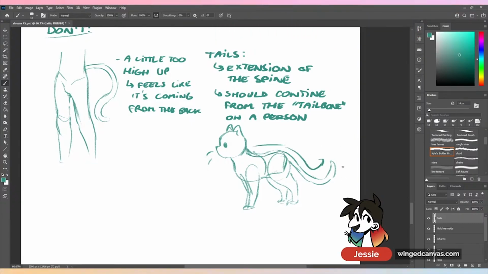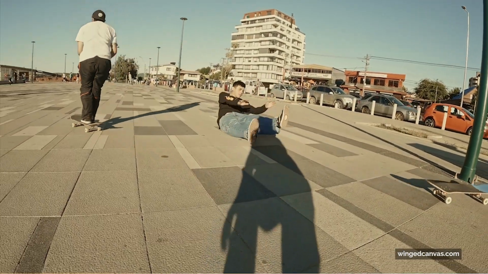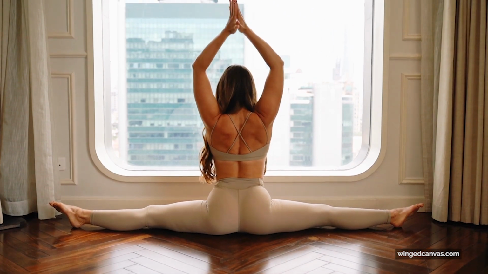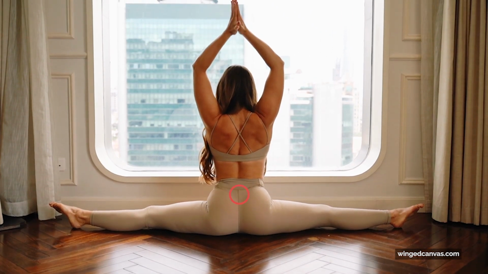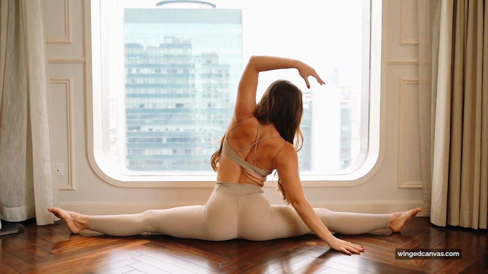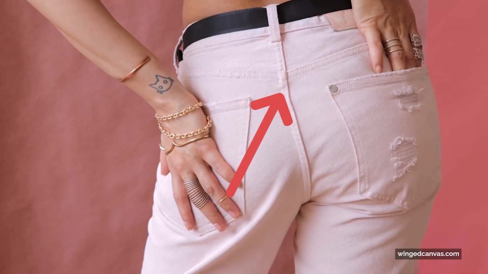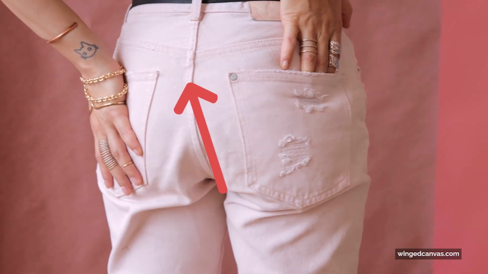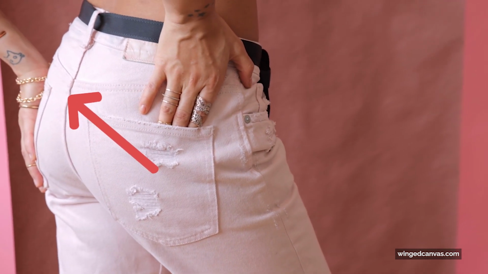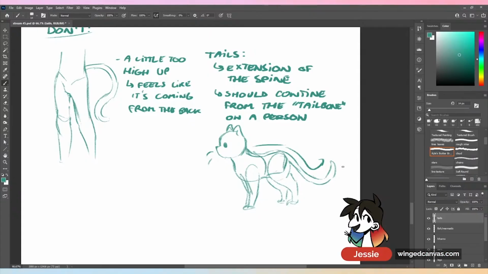The tailbone on yourself, if you've ever fallen and landed hard on your butt, there's one section right above that hurts more than anything else. That's your tailbone. You can feel it if you press below your lower back. There's one portion right on the bottom of your spine that feels sharper than everything else. It's right above your butt, and that is where your tail should sprout from. Tails are an extension of the spine. They should continue from the tailbone on a person.